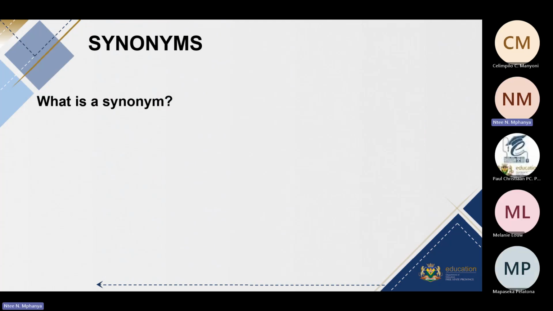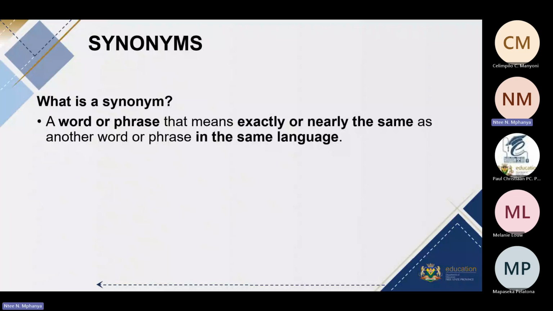Right, let's start first with synonyms. What is a synonym? It is a word or a phrase. Remember, not only a word, but it can also be a phrase that means exactly or nearly the same as another word or phrase, and most importantly, in the same language. We cannot use a word from another language to qualify it as a synonym in English. It must be from English.